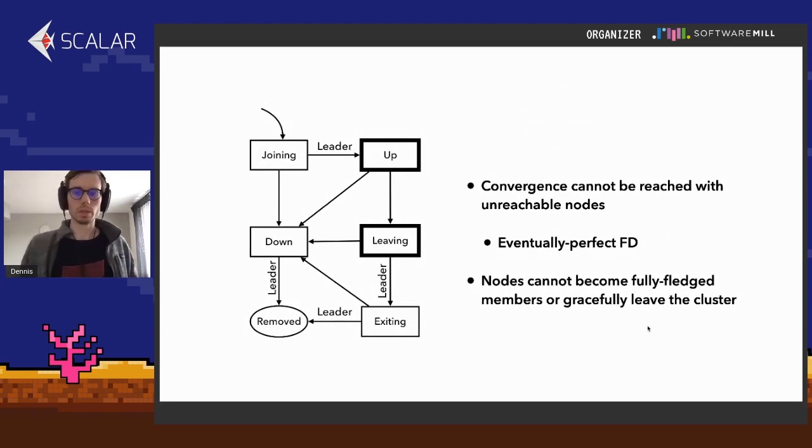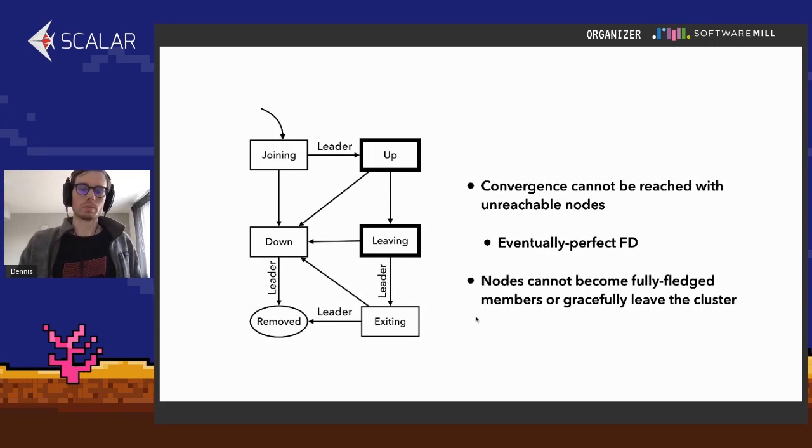What this means is that, as before, the leader moves nodes from one state to the other on convergence, but you cannot reach convergence when you have those unreachable nodes because you're never sure. You're still waiting for one node to converge, and he's unreachable, but you can't ignore it because maybe he's not dead. He might come back, and then you figure out that there wasn't any convergence, and I moved a node to the next state, and then you can start having problems.